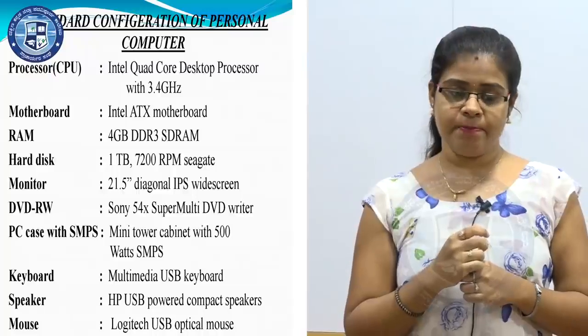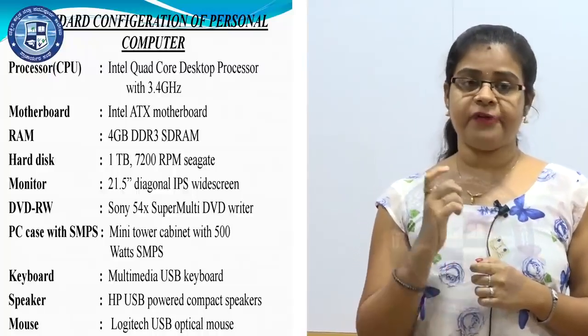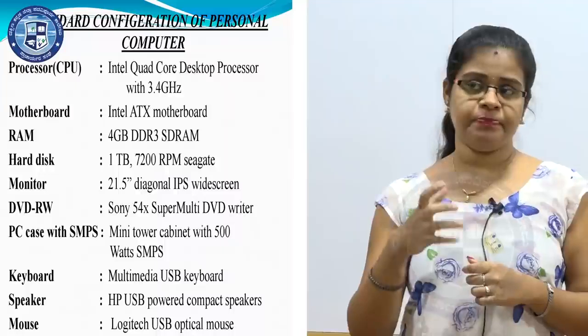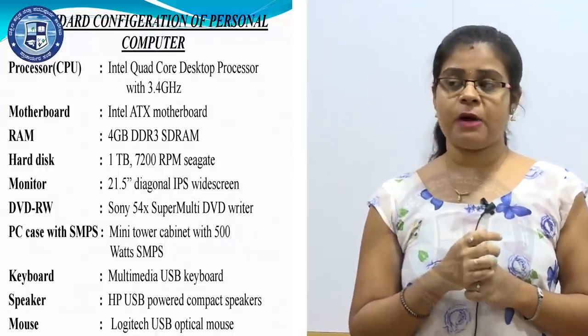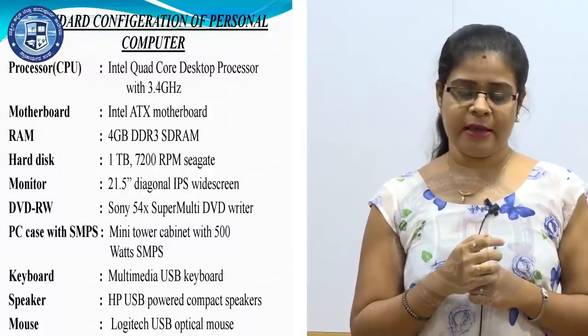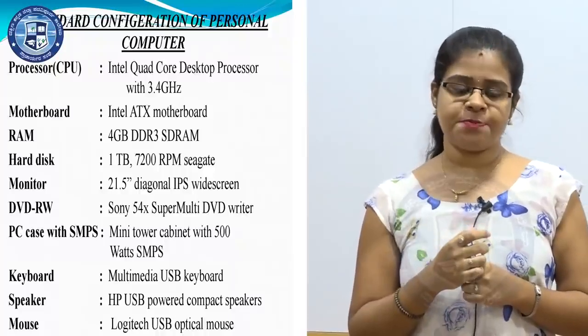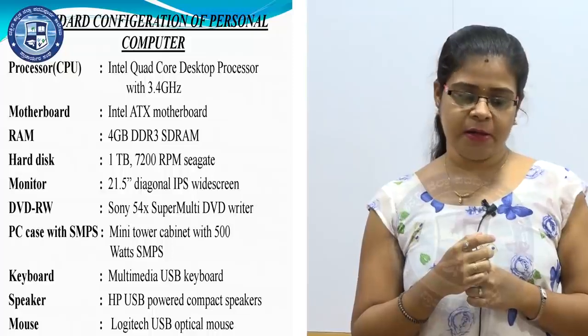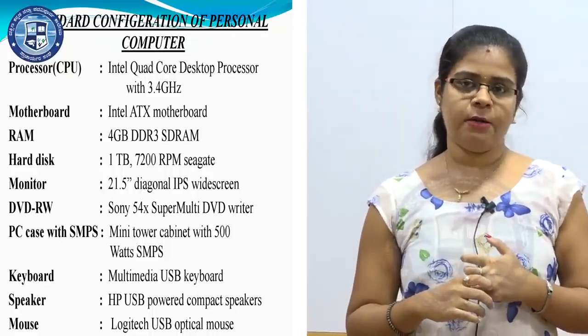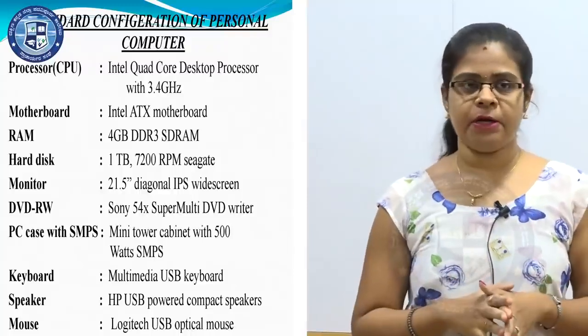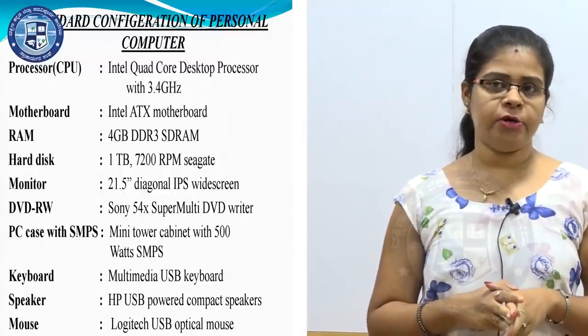The PC case with SMPS is a mini tower cabinet with a 500 watt SMPS, so the type of power supply used here is SMPS. The keyboard is a multimedia USB keyboard, the speaker is an HP USB powered compact speaker, and the mouse is a Logitech USB optical mouse. This is the end of the first chapter, electronic configuration of computer system.